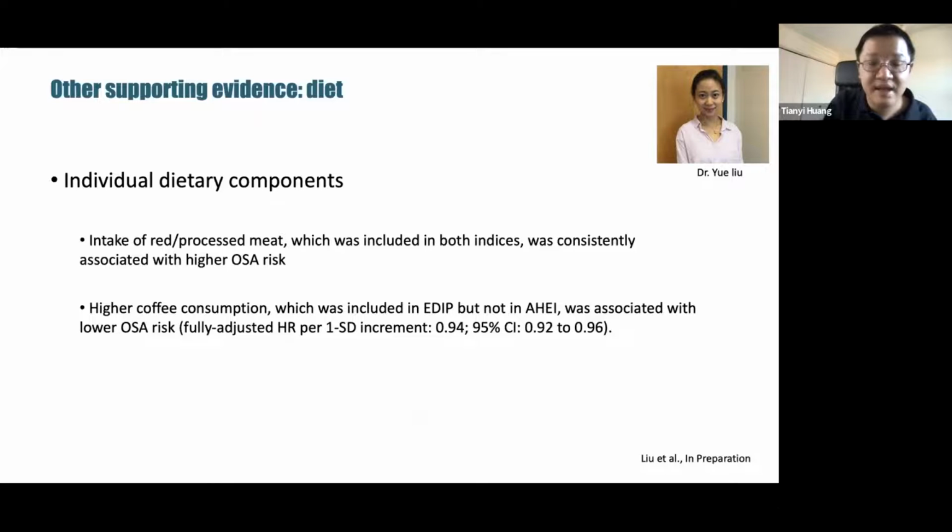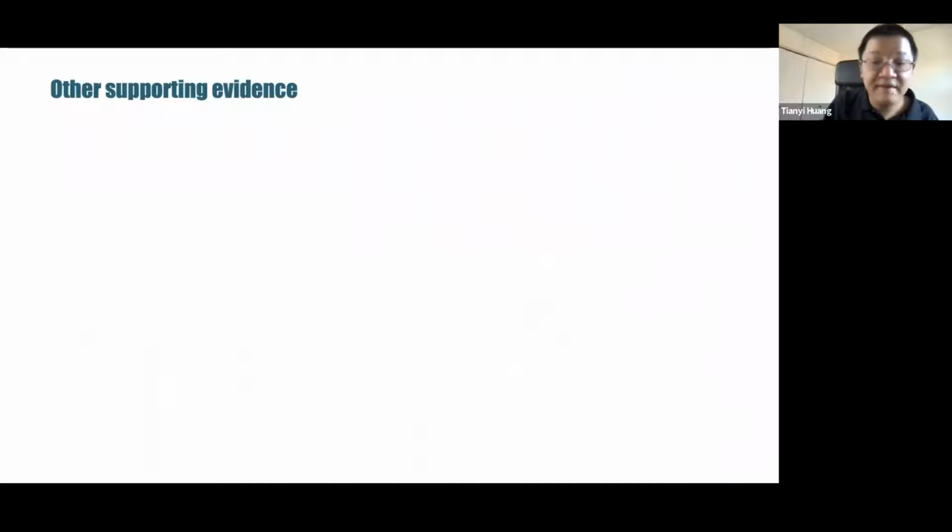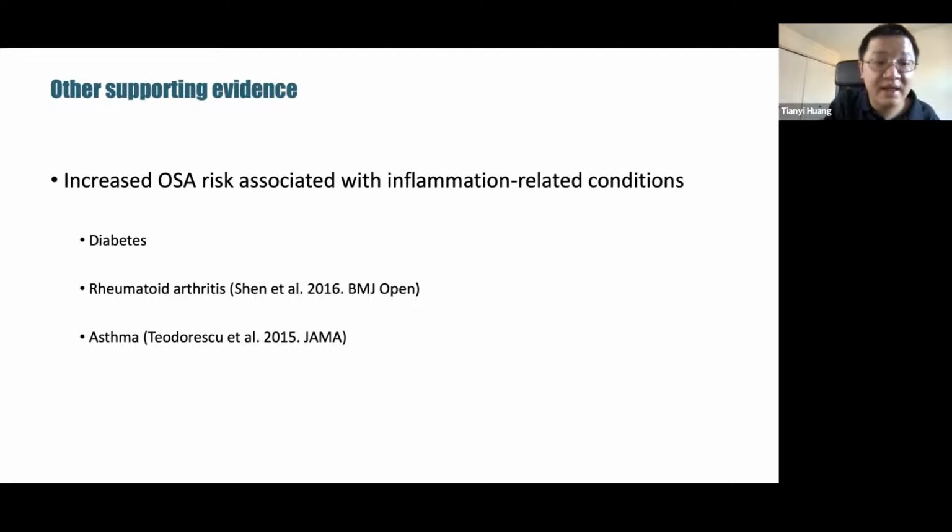I think these studies on lifestyle factors provide some indirect evidence suggesting that inflammation and insulin resistance are important in sleep apnea prevention. The final supporting evidence I want to mention is that there are also some studies looking at inflammation-related conditions, and they also find increased OSA risk among people with these conditions. First is diabetes, which I described before, and there are also studies looking at rheumatoid arthritis and asthma. They also observe increased risk among people with these inflammation-related conditions.